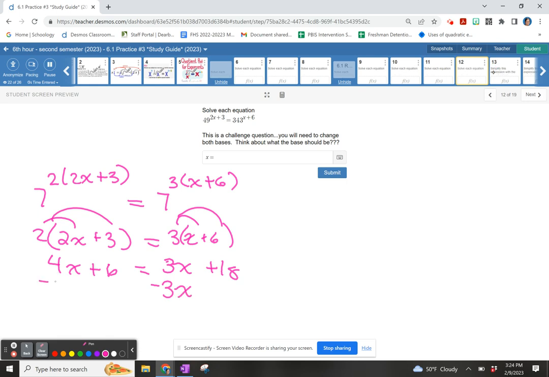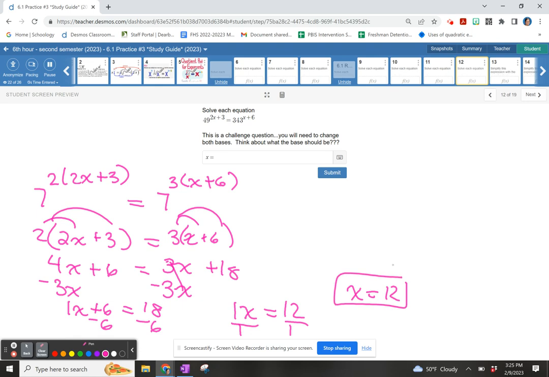I prefer minusing 3x on both sides. I get 1x plus 6 equals 18, and then minus 6, I get 1x equals 12. You can keep it like that or divide by 1. It's truly up to you. It's the same.